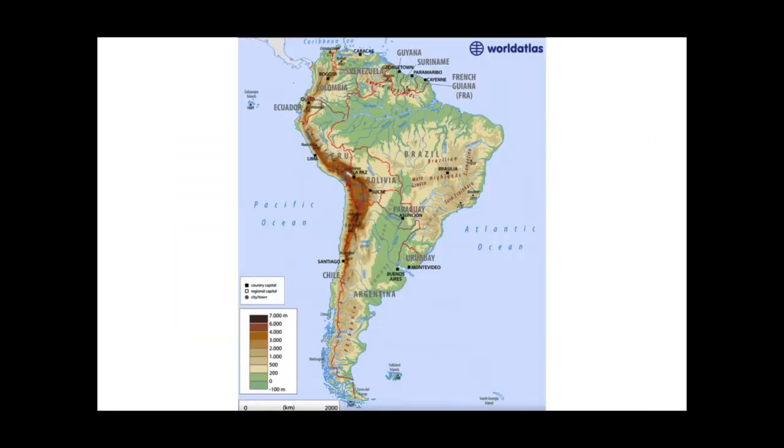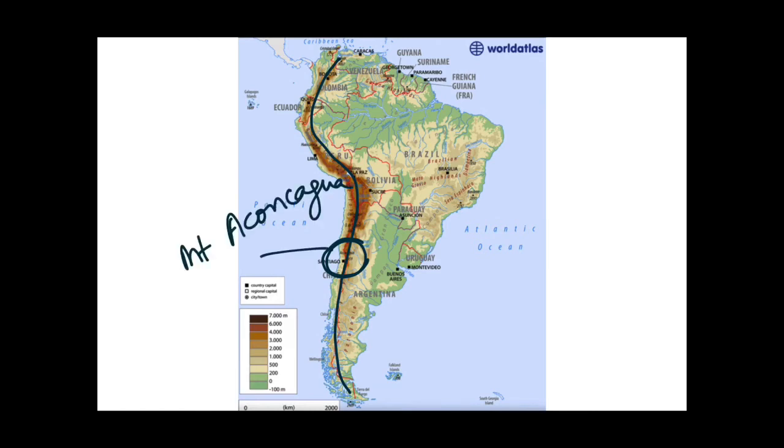So guys, as you can see over here, these are the Andes mountain range. It is the longest mountain chain of the whole world, and the highest mountain peak of Andes lies over here, this one. It lies in Argentina, and the name is Mount Aconcagua. So this Mount Aconcagua is the highest mountain peak of Andes, and it is the highest mountain peak of the Western Hemisphere.